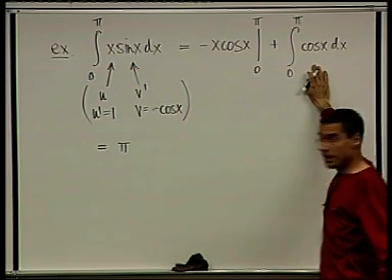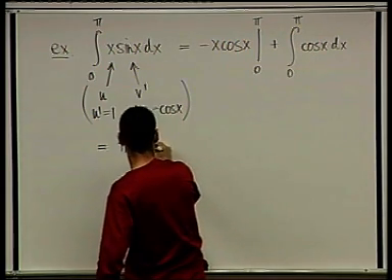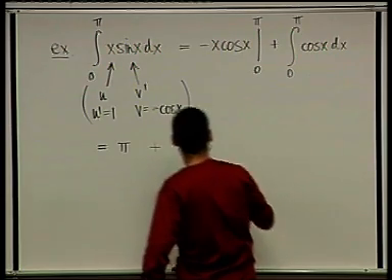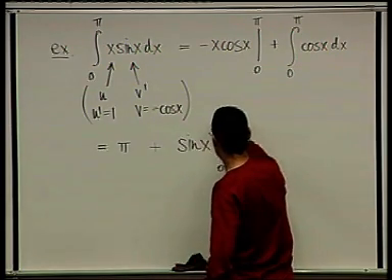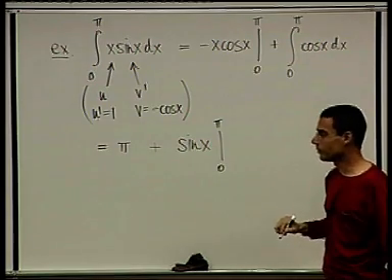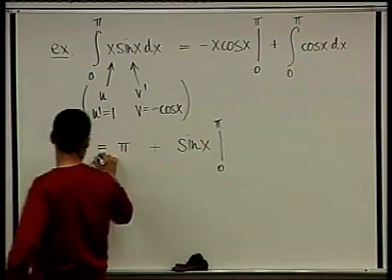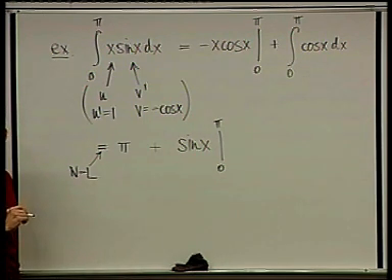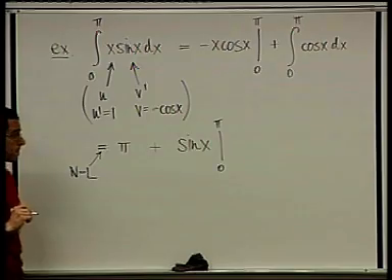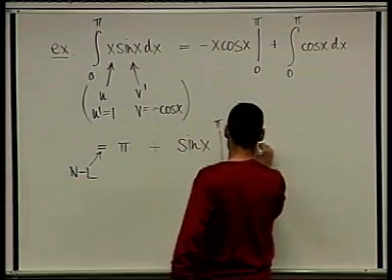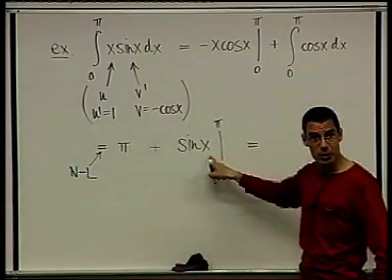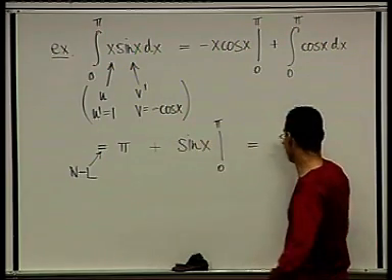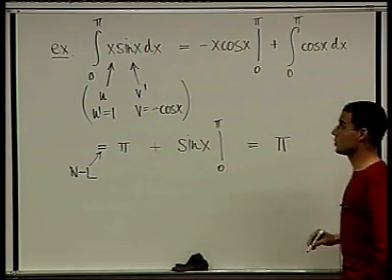Newton-Leibniz again. I find the antiderivative, so I'm going to write plus the antiderivative, which is sine of x, evaluated at pi minus evaluated at 0. So here I used Newton-Leibniz. Do you agree? Everybody? Good. So what do I get? Well, sine of pi is 0, sine of 0 is 0, so in fact this term doesn't contribute anything, and the answer is just pi.